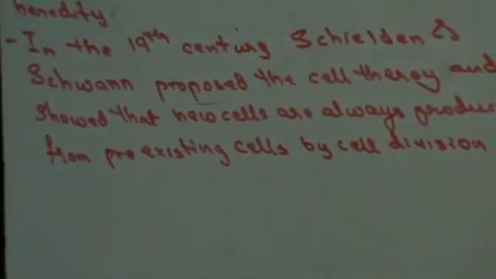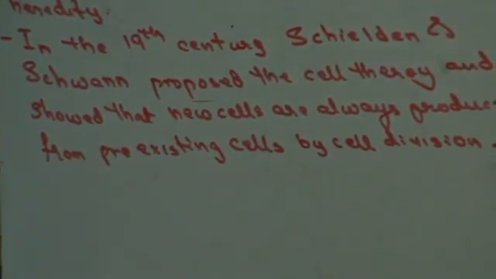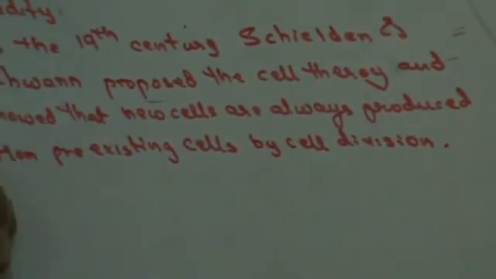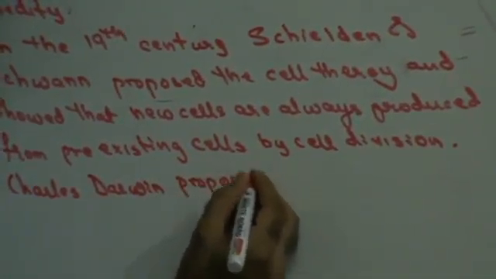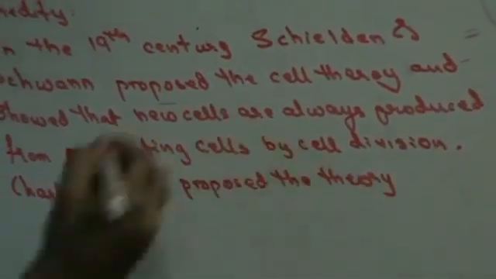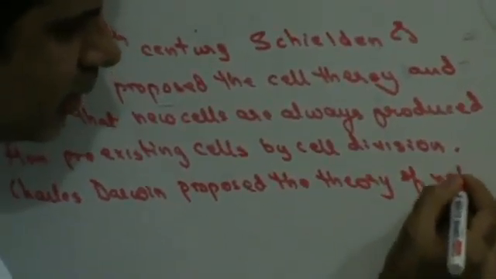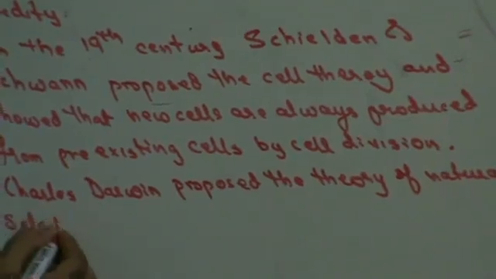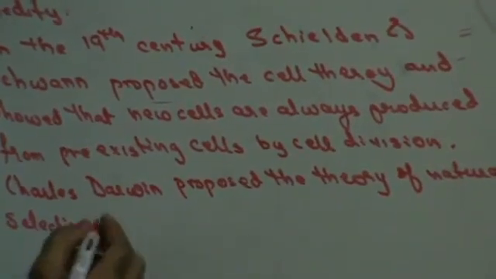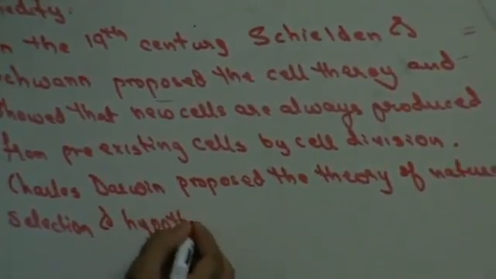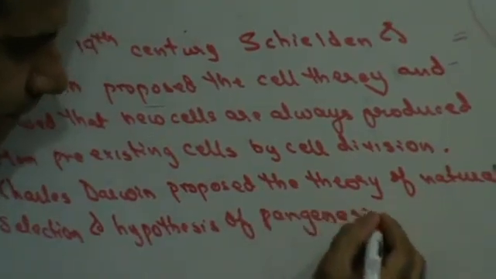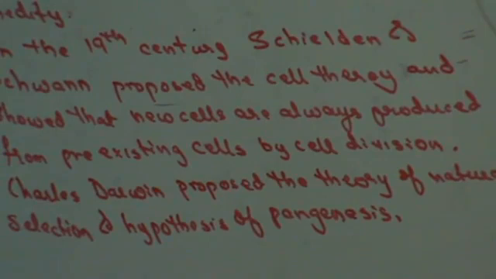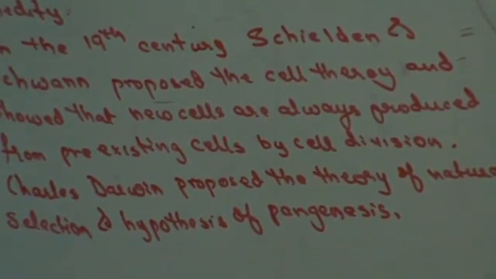Right? Then you had Charles Darwin. He proposed the theory of natural selection and the hypothesis of pangenesis. What is the hypothesis of pangenesis? That every part produces a gamete.